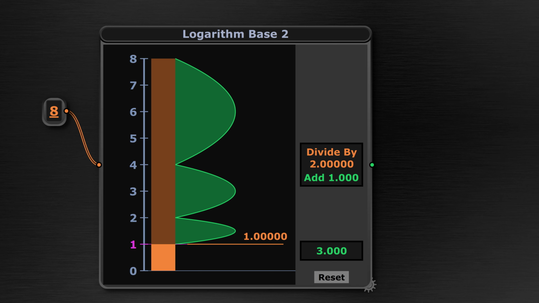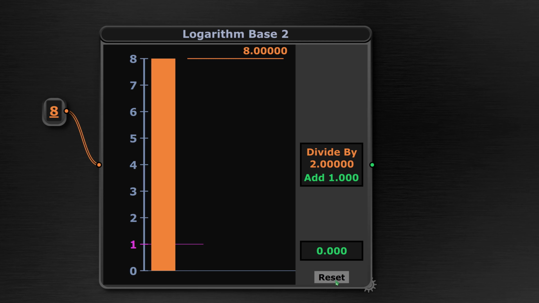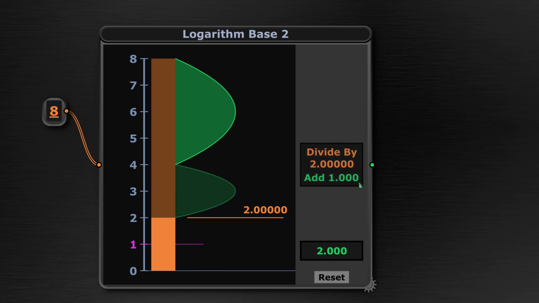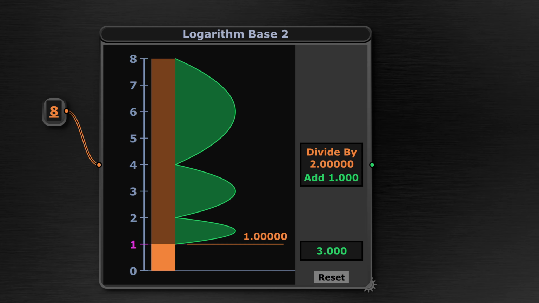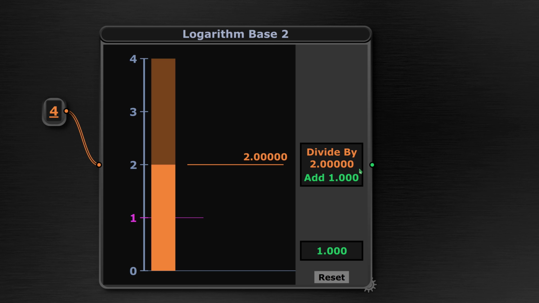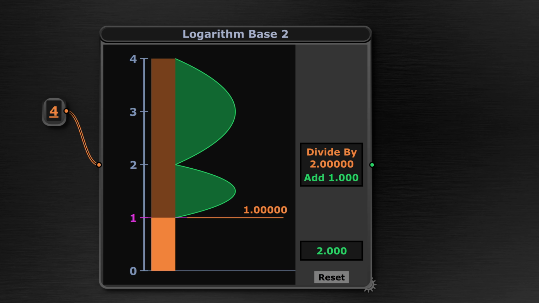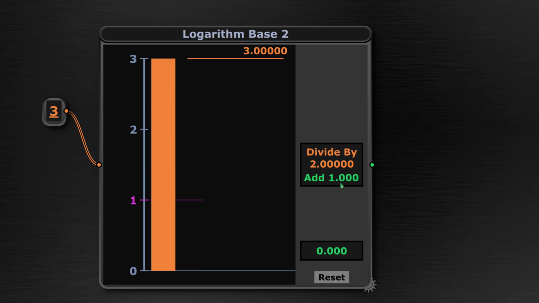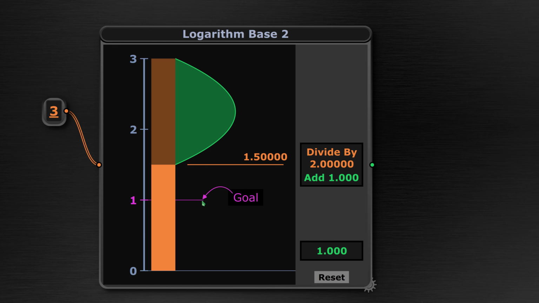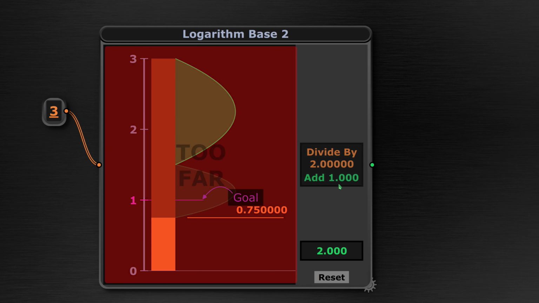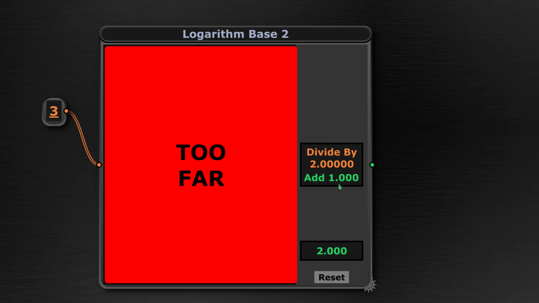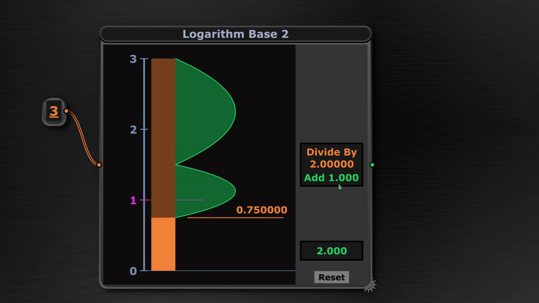The logarithm base 2 of 8 is 3, because 3 divisions by 2 to get to 1. 4. Divide by 2 twice to get to 1. But 3. Divide by 2, you haven't gone far enough. You're trying to get to 1, and you're still above 1. But if you divide by 2 twice, that's too far. You're at 0.75, which is less than 1. The goal is to get to 1, not to go past it.